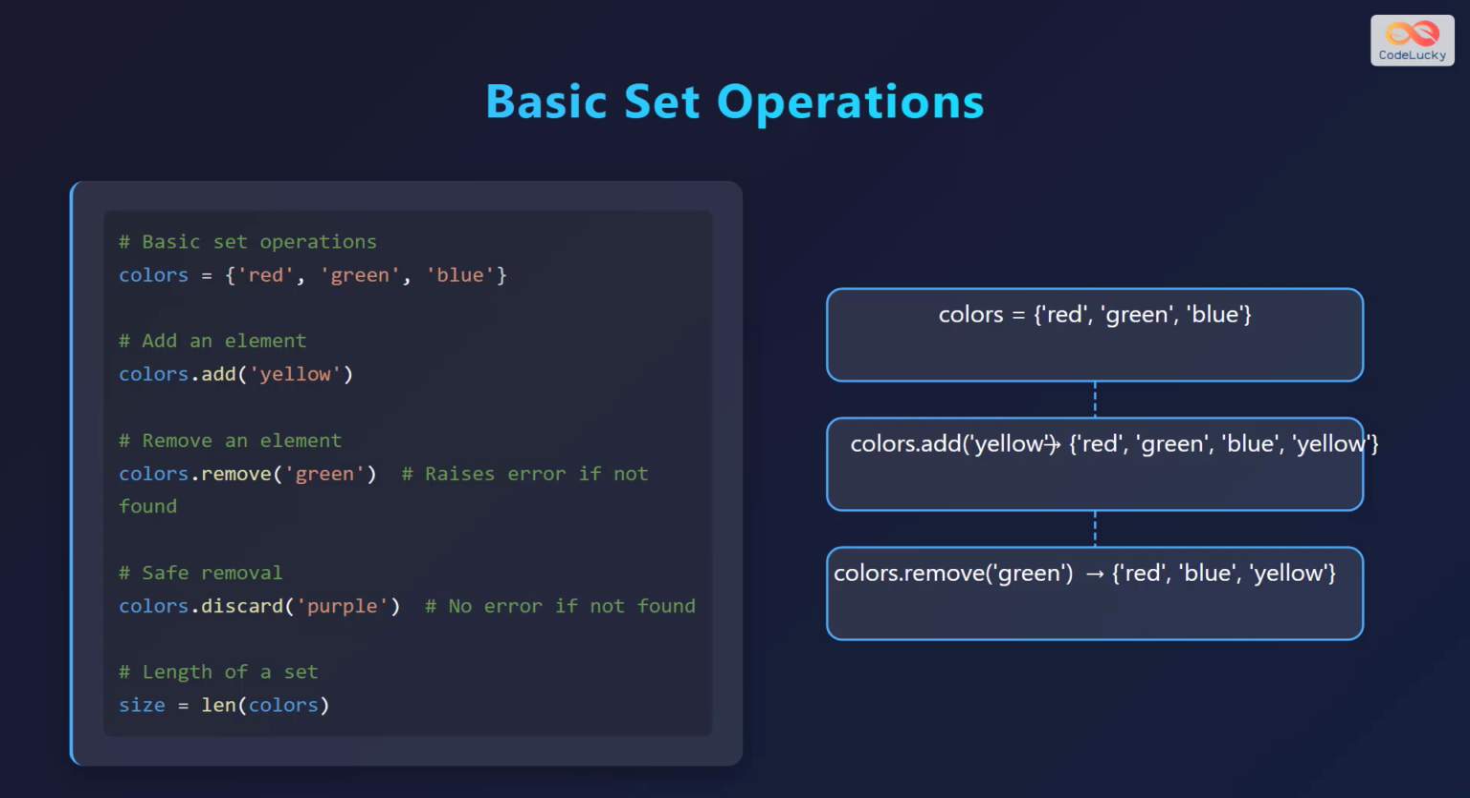Note that this will raise an error if the element is not found in the set. To avoid this error, you can use the discard method instead. colors.discard(purple). The discard method will not raise an error if the element is not found. To find the length of a set, you can use the len function, such as size = len(colors).